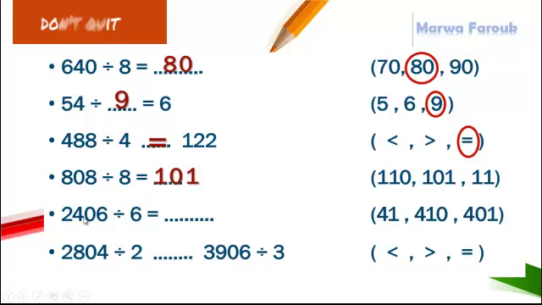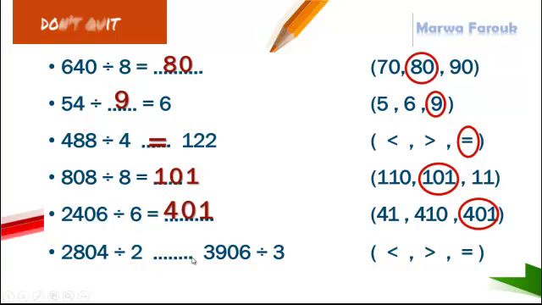Next one, 2406 divided by 6. 2 divided by 6 can't be, so we will say 24 divided by 6 equals 4. Excellent. And 0 divided by 6 equals 0, and 6 divided by 6 equals 1, so we got 401 and put a circle around it.